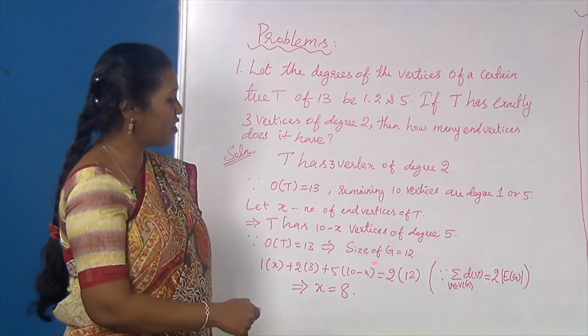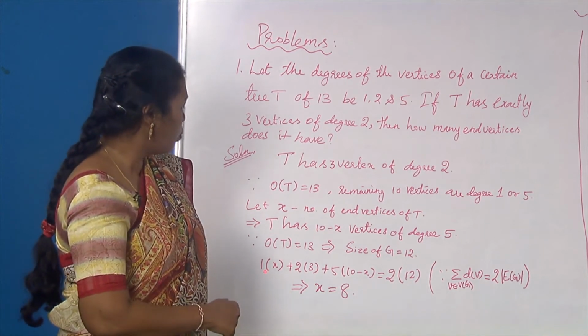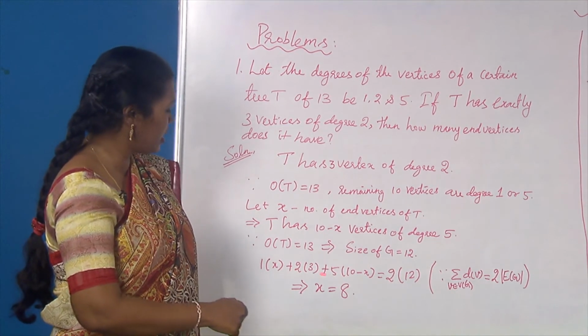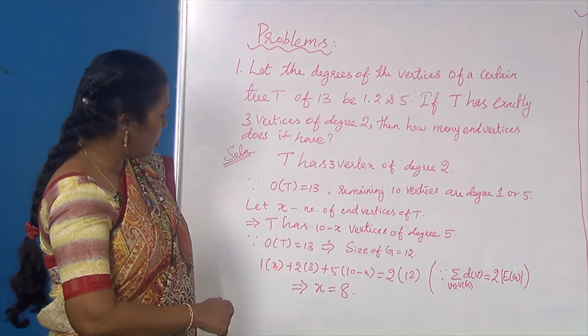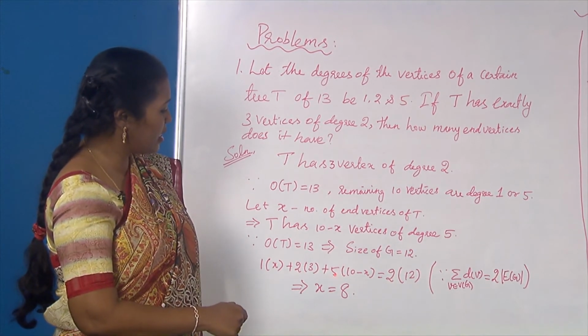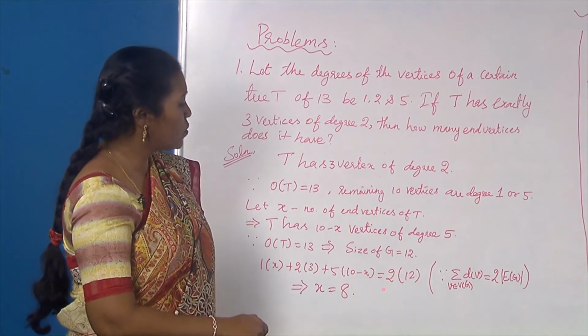What do you mean by size of the graph? It is the total number of edges. Therefore, 1 times x plus 2 times 3 plus 5 times (10 minus x). So, 1 is the degree of x vertices, 2 is the degree of 3 vertices, 5 is the degree of 10 minus x vertices, and together it is equal to 2 times 12.